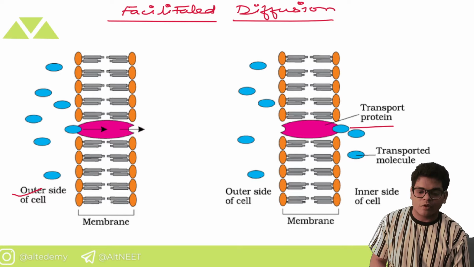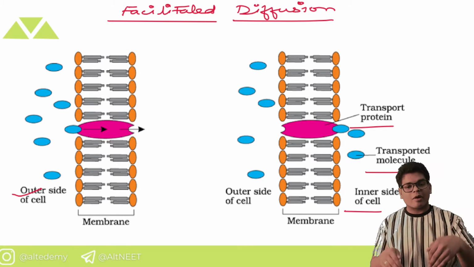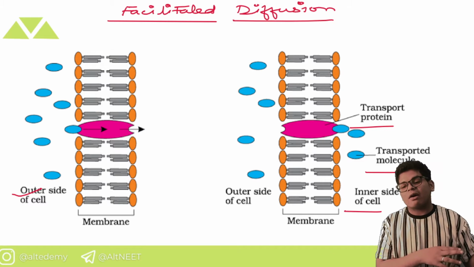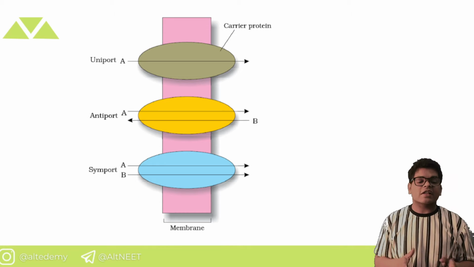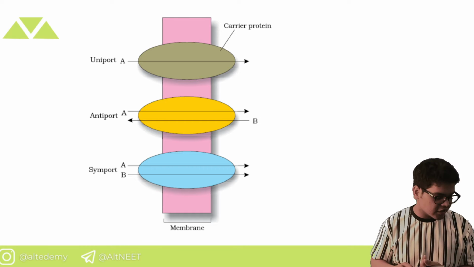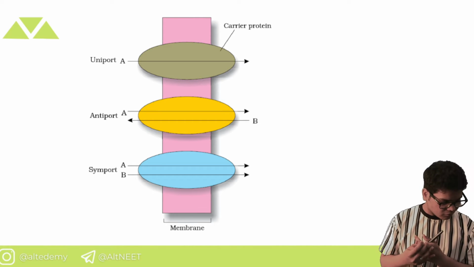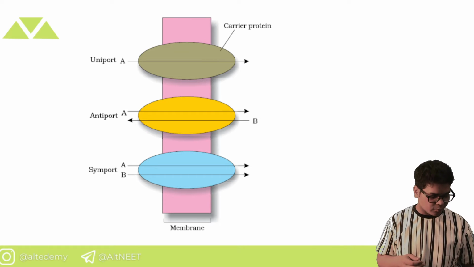So you can say transport protein, transported molecule, inner side of the cell. They are moving from outside to the inner side and from the inner side to the outside, depending upon where the substance has to be moved. So this is the facilitated diffusion. Simply, facilitated diffusion can occur in three ways: uniport, symport, or antiport.